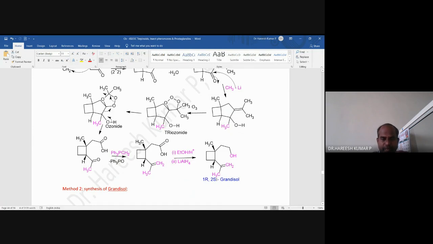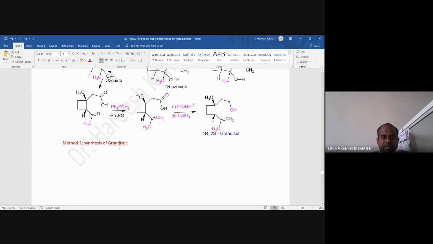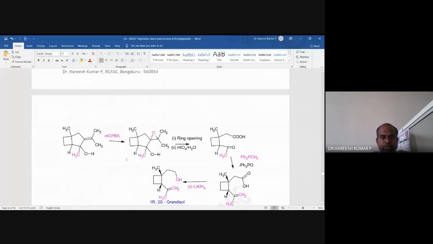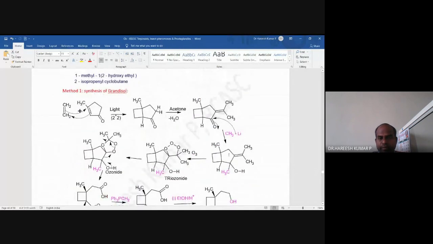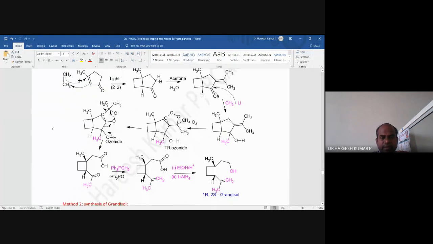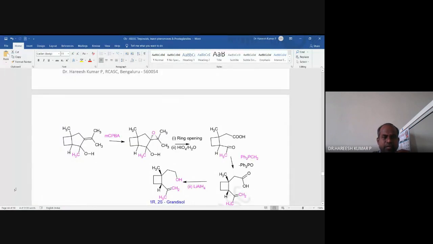So with this, let's look into the second method of synthesis of Grandisol. So here I am taking a substrate. I think you are aware of this moiety. So this moiety itself I am taking for the second method of synthesis. Okay, look here. So this is the one. Instead of going for ozonolysis, in the second method it was treated with MCPBA.